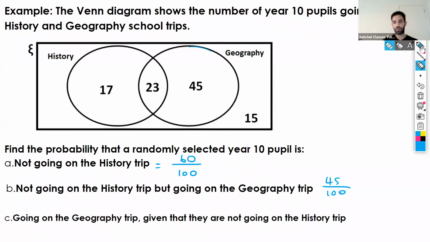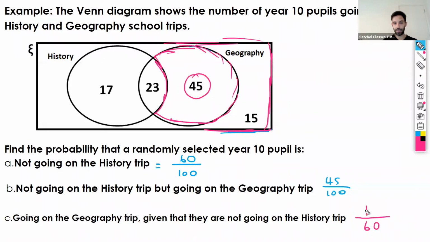Given that they are not going on a history trip, so who's not going on a history trip? Well, these 15 students here on the outside, they're not going on a history trip. And also the 45 over here are also not going on a history trip. So we have a total of 60 students who are not going on the history trip. Of these 60, how many of them are going on the geography trip? So going on the geography trip, well, that's going to be 45 out of 60. So we get 45 out of 60 students.